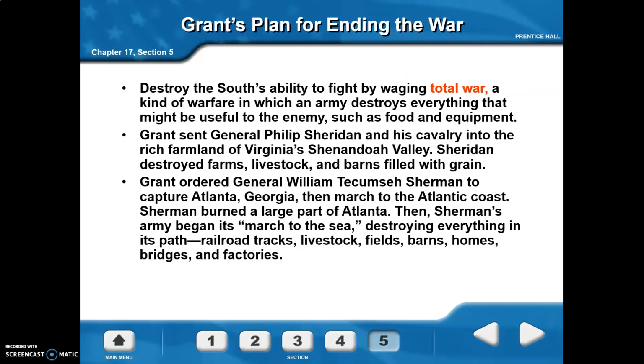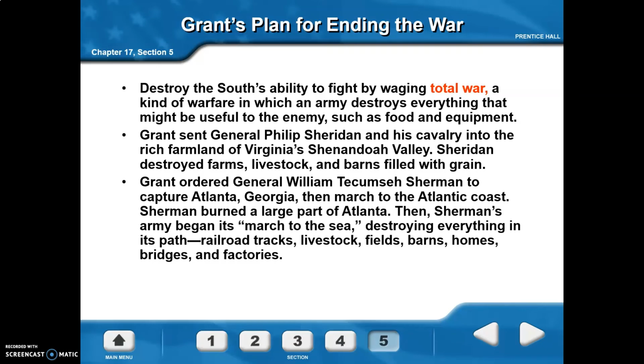So we're getting towards the end of the war, and Grant's now in charge of the Union Army, as he's paved his way as a good leader, and Lincoln chose him. And Grant had a plan to end the war. He was going to destroy the South's ability to fight by waging a total war. A total war is a type of warfare in which an army destroys everything that might be helpful to the enemy. Food, equipment, shelter, even civilians are put into that effect too.